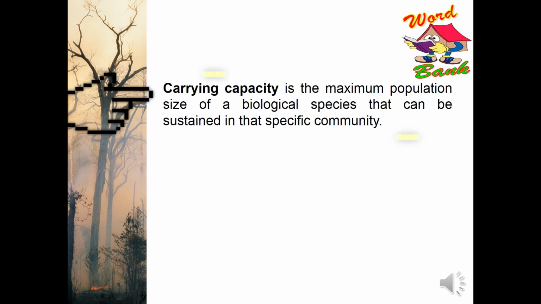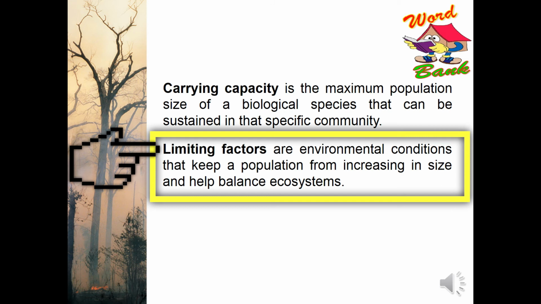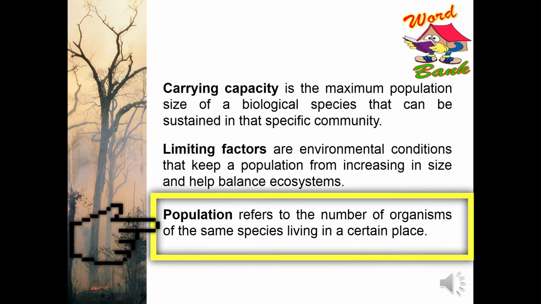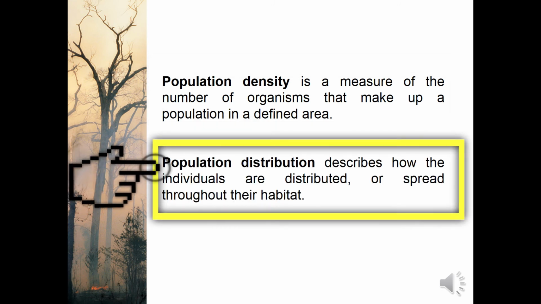The following are the terms used in this video lesson. Carrying capacity. It is the maximum population size of a biological species that can be sustained in that specific community. Limiting factors are environmental conditions that keep a population from increasing in size and help balance ecosystems. Population. Population density is a measure of the number of organisms that make up a population in a defined area. Population distribution describes how the individuals are distributed.